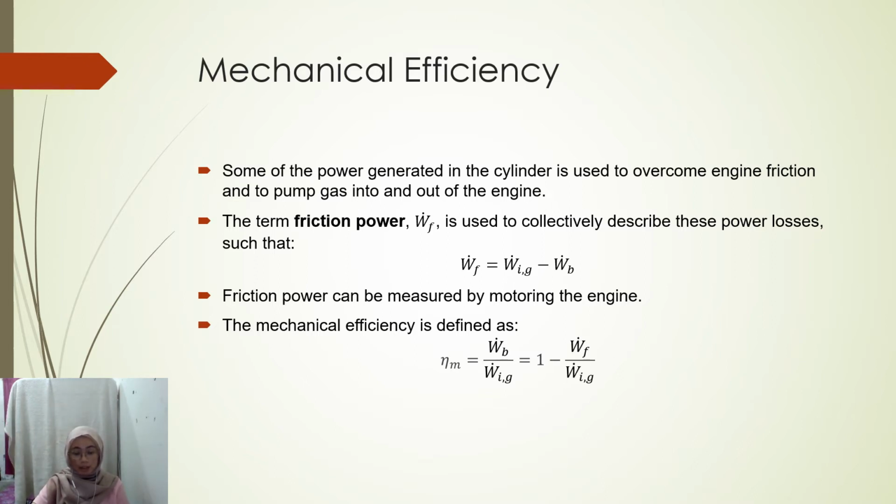Some of the power generated in the cylinder is used to overcome engine friction and to pump gas into and out of the engine. So the term friction power, which is denoted by the symbol WF, is used to collectively describe these power losses, such that friction power is equal to gross indicated power minus brake power. Friction power can be measured by motoring the engine. The mechanical efficiency is defined as brake power over gross indicated power, which is equal to 1 minus friction power over gross indicated power.